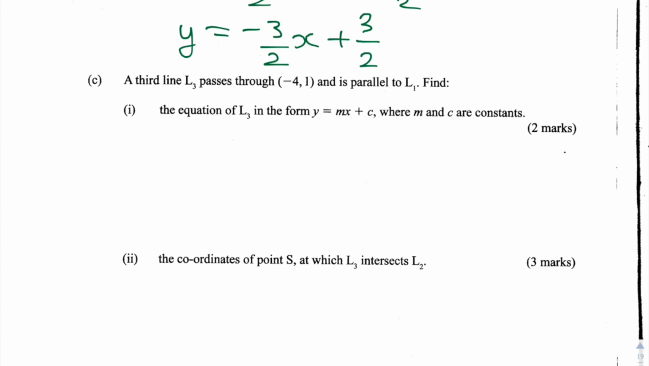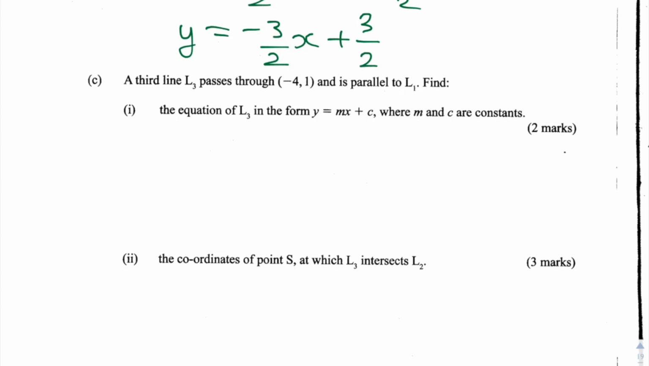Question 21C says a third line L3 passes through (-4, 1) and is parallel to L1. Find 1. The equation of L3 in the form y equals mx plus c, where m and c are constants, and then 2. The coordinates of the point S at which L3 intersects L2. So let's start with the first part, 1, where we're to find the equation of L3 in the form y equals mx plus c.